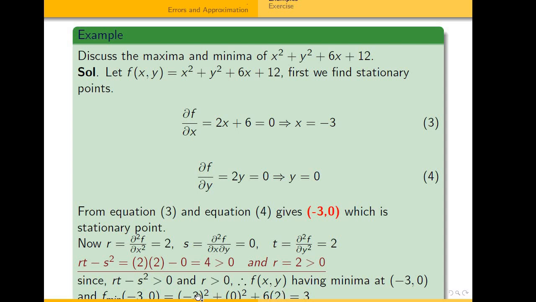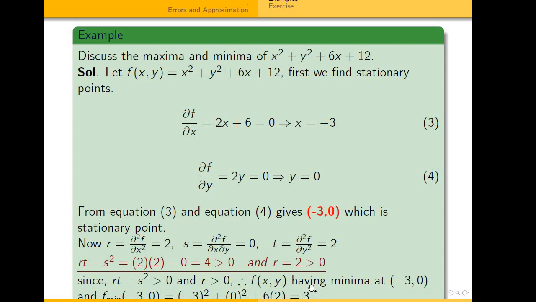Minus 3 square, if we put this, we get 9 minus 18. So we get minus 9 plus 12. This term was not written here by mistake, so note down this term plus 12, and then we get minus 9 plus 12, which is equal to 3. How will we find the minimum value? We have to put the stationary point in our given function to get this value. This is the minimum, therefore we get this minimum value.